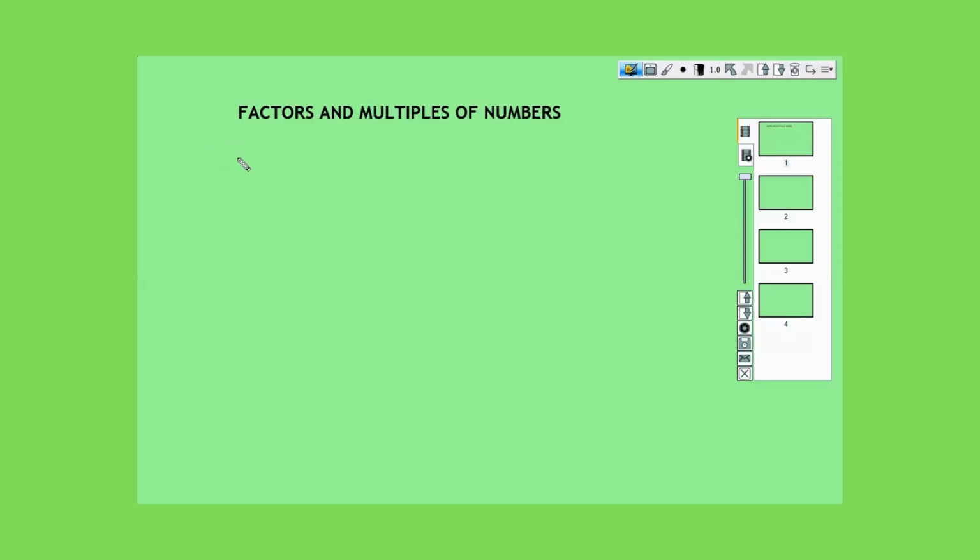Let's write a number, say 4. I write a number 4, and let me increase the pen size. I just need to rub this off, and let's write down a number 4. Now, 4 actually means what? Either we can write it this way, 1 into 4, or we can write down 2 into 2.